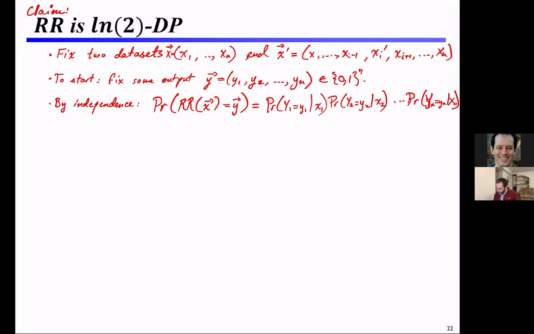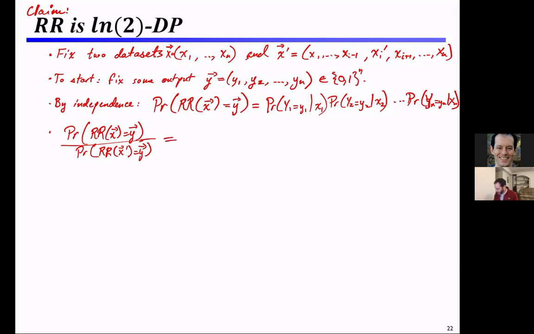Okay, and so for this particular output, we might ask, well, how different can the probabilities be of seeing this specific output under x and x prime? So we could look at the probability that the randomized response on x produces this output over the probability that randomized response on x prime produces this output. Okay, so what values can this ratio take on?